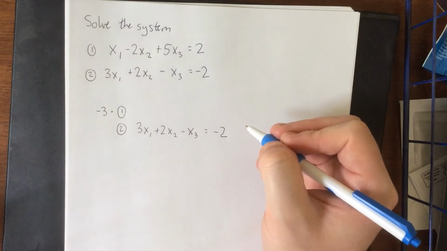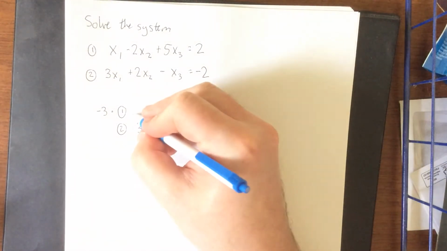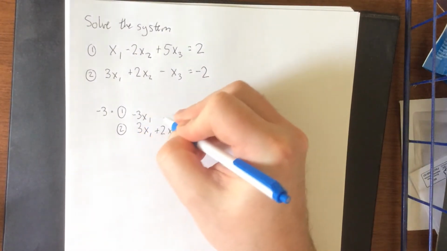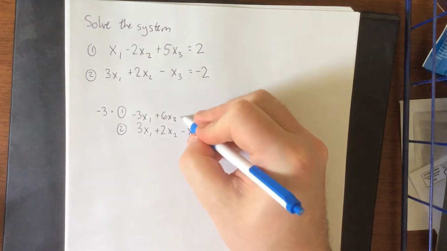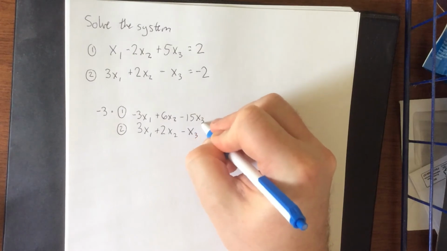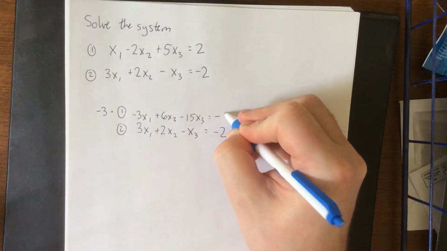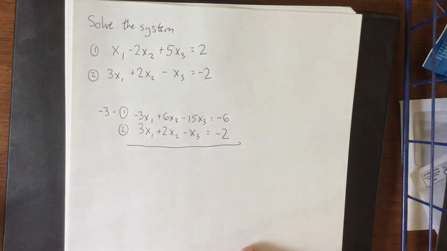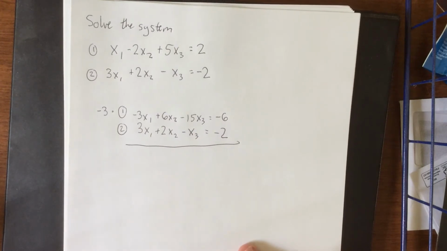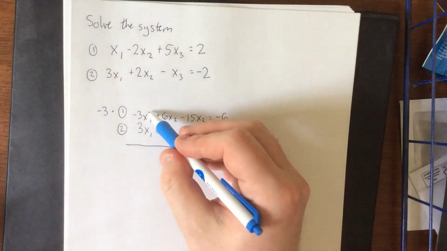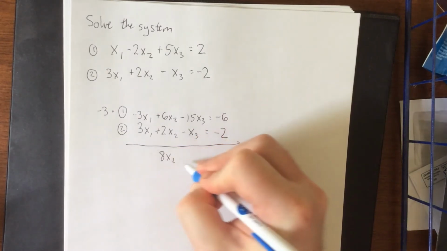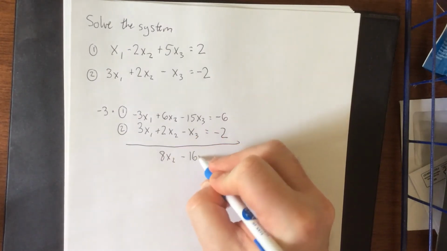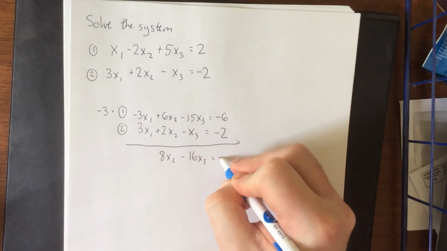Multiplying the first equation by negative 3, we arrive at negative 3x1 plus 6x2 minus 15x3. That's going to be equal to negative 6. Next, I'm going to add these two equations together to see what we get. The x1 variables are eliminated. We get 8 times x2 minus 16 times x3 is equal to negative 8.